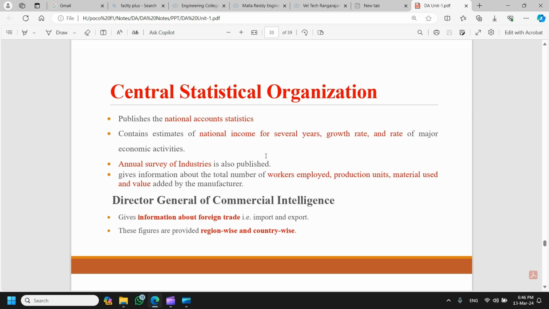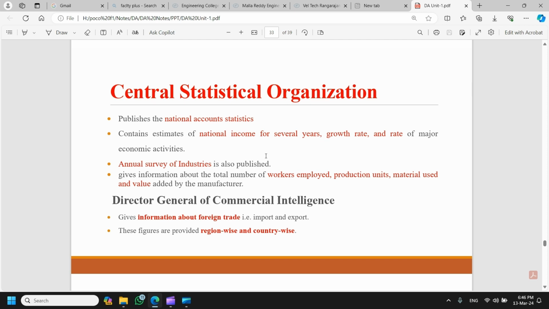These contain estimates of national income, the growth rate over several years, and the rate of major economic activities. The Annual Survey of Industries is also published by the CSO. It gives information about the total number of workers employed, production units, materials used, and the value added by manufacturers.